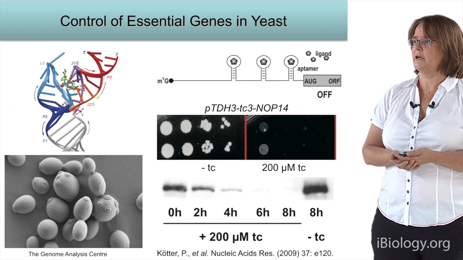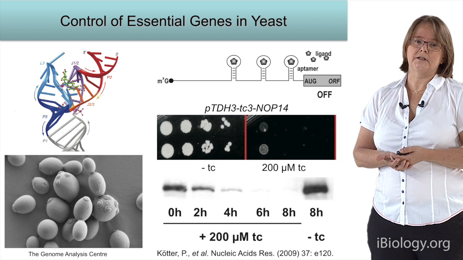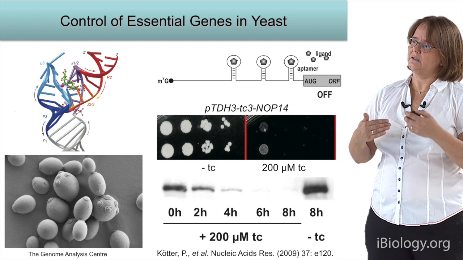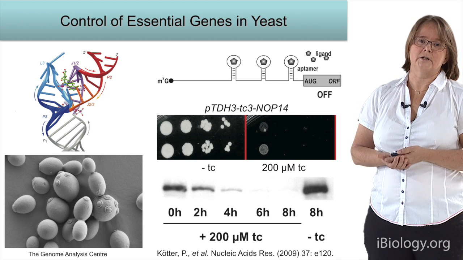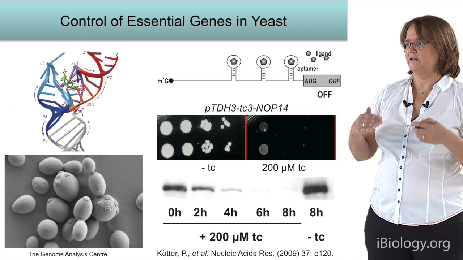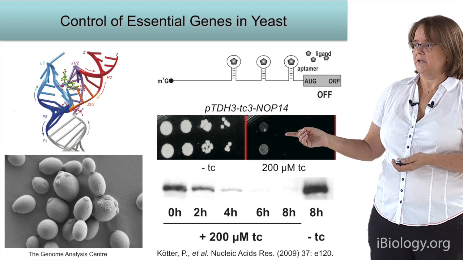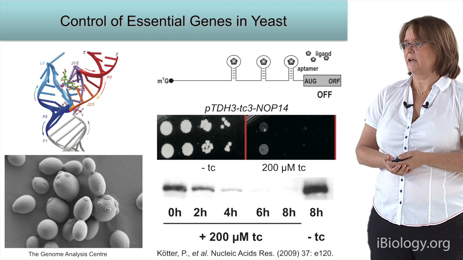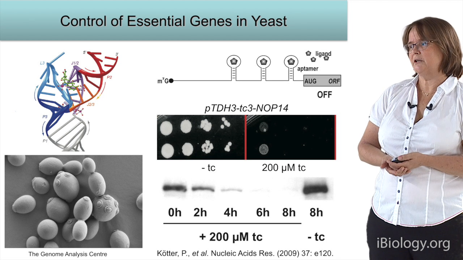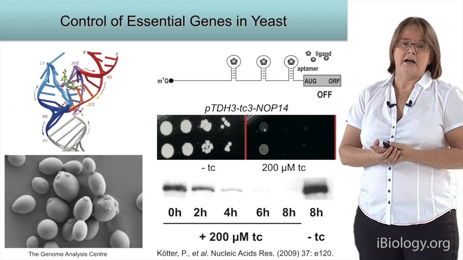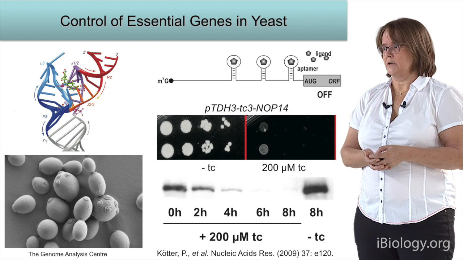Here it's exemplarily shown for NOP14. It's a protein involved in ribosomal biogenesis. And if you bring this under control of our tetracycline aptamer, and if you add tetracycline, you can completely inhibit the growth of the yeast, as shown here. It's a very rapid decrease, so you can't detect the protein anymore after 4 hours.